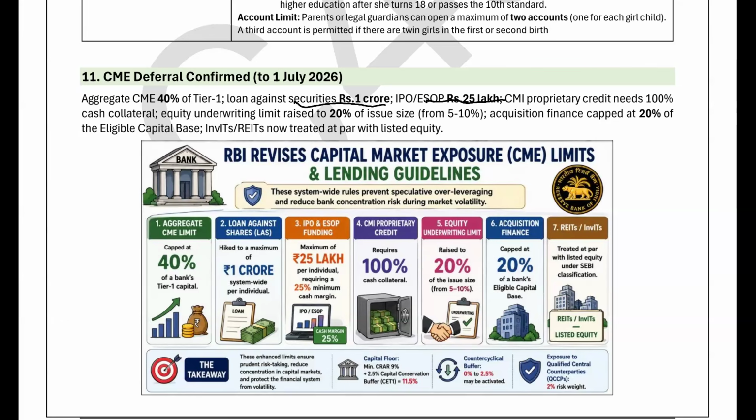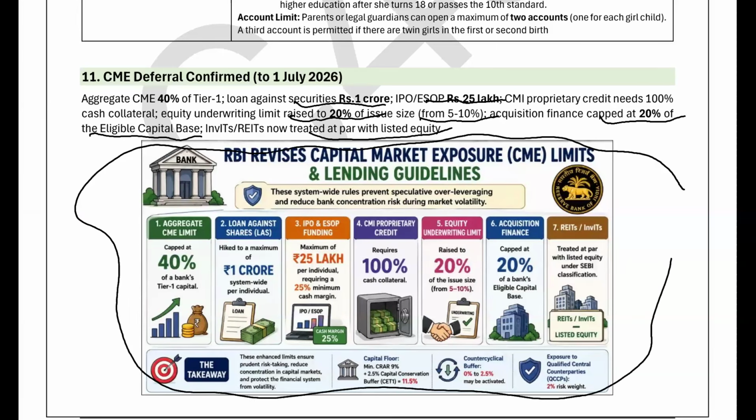Equity underwriting limit raised to what? 20% of issue size, from 5% to 10%. Acquisition finance has been capped at 20% of the eligible capital base. InvITs and REITs are now treated at par with listed equity. Is it clear? This is all about the mind map. You should understand it more clearly, and you will have a better understanding. Please read it down. Okay?